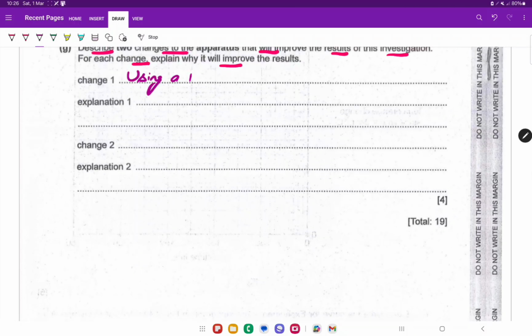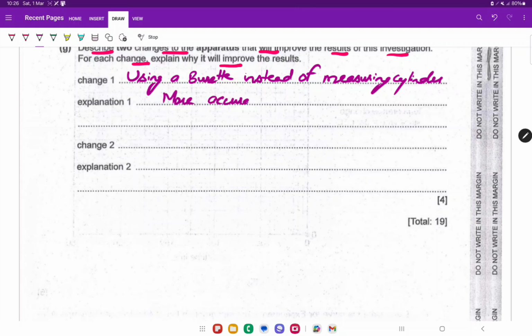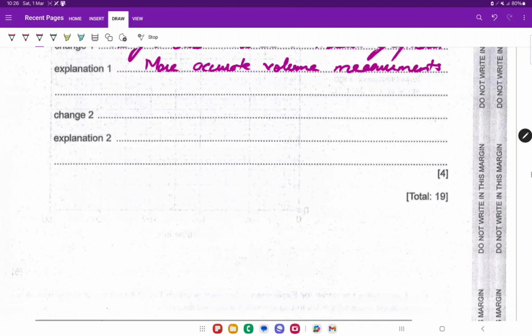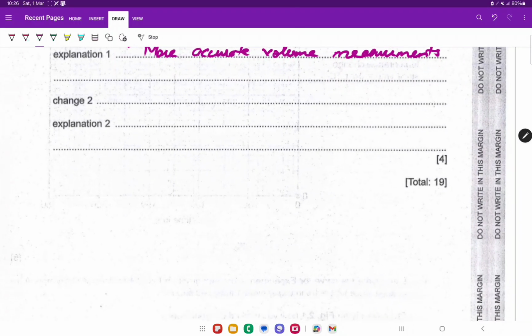Instead of the measuring cylinder, use a burette. Okay, what will it result in? It will result in more accurate volume measurements. Number two, because a burette gives more accurate readings as compared to a measuring cylinder.